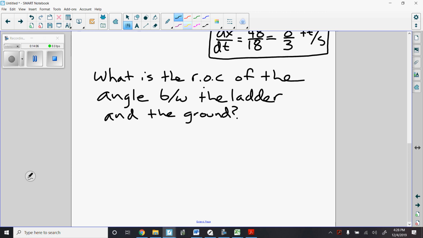Okay, so here's what I'm going to do. I'm going to copy this picture down so I don't have to keep scrolling up and down. I have 15, y, and x. Between the ladder and the ground is this angle down here. That angle will be changing, so I'm going to have to name it a variable. The variable we generally use for angles is theta.